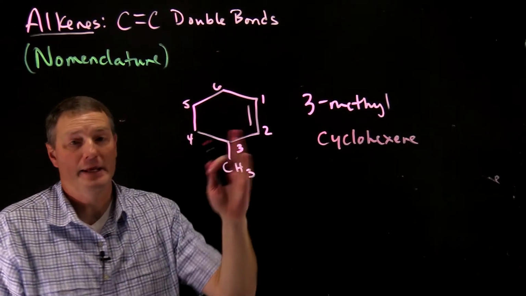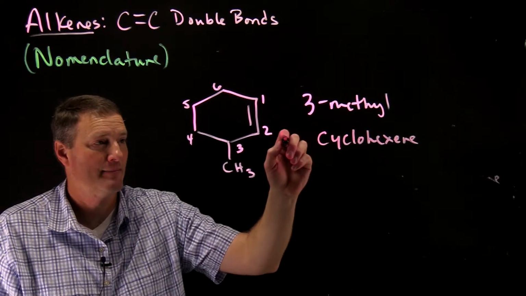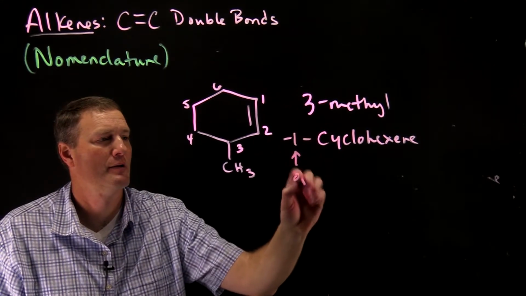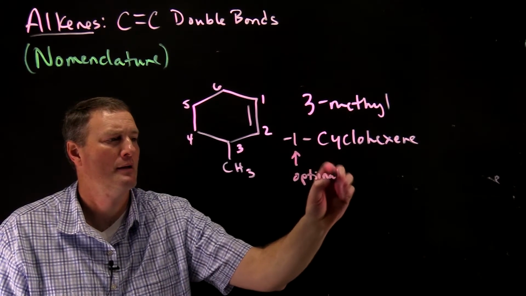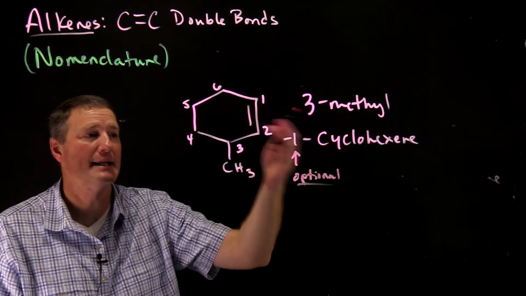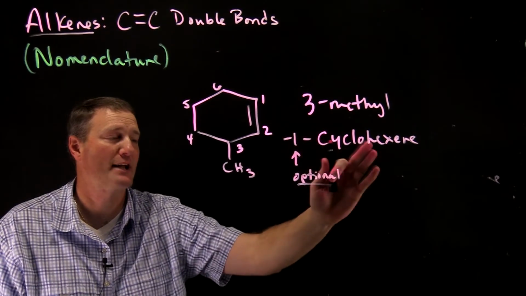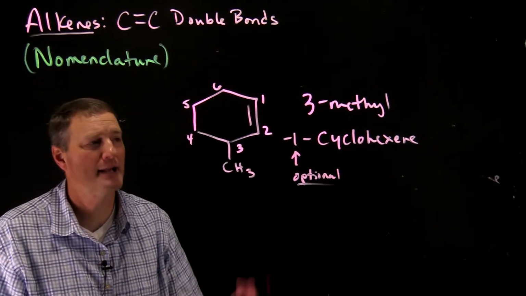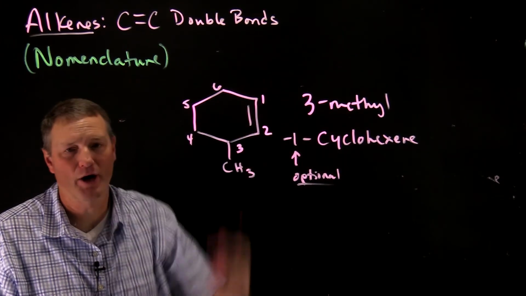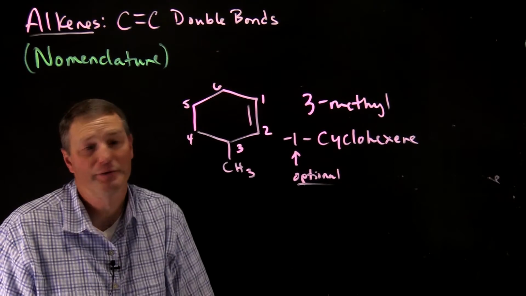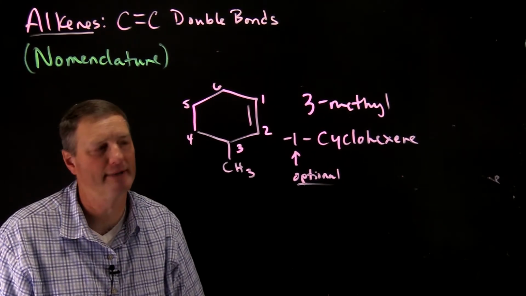Now, you could put in the number 1. That is optional. If I just cover that up and don't have the 1 in there, 3-methylcyclohexene is telling me that the cyclohexene is starting at carbon number 1. But you could put in the 1 as an optional thing, and you'll see it both ways.